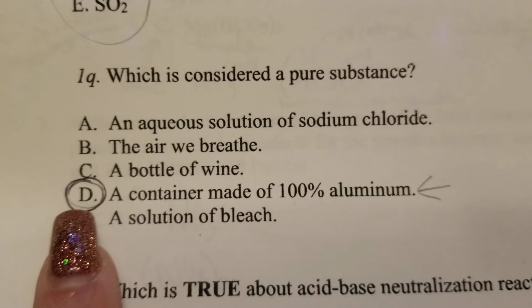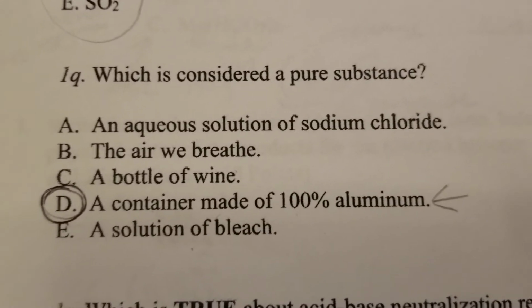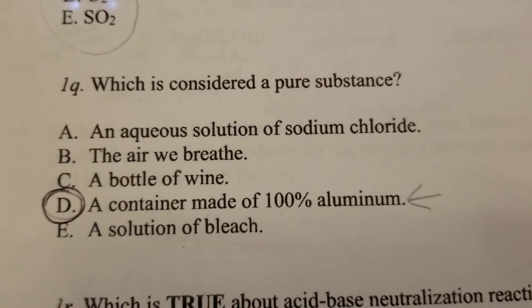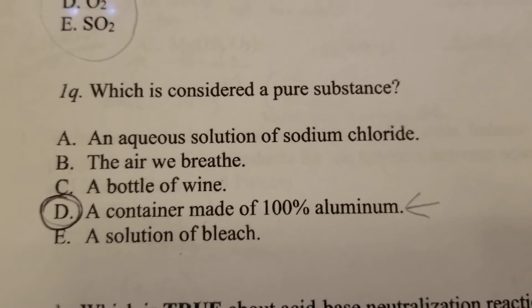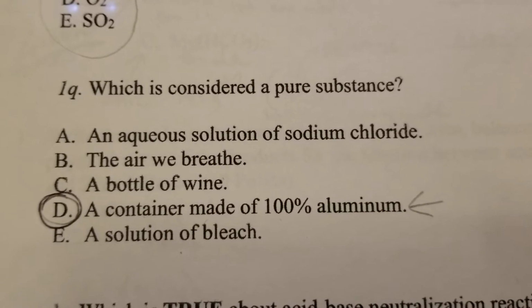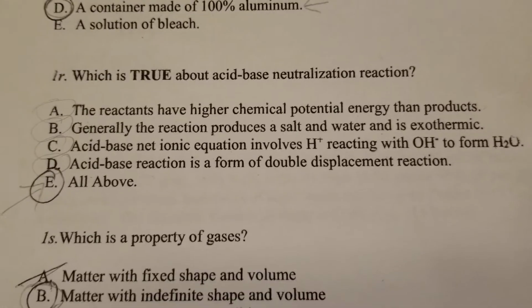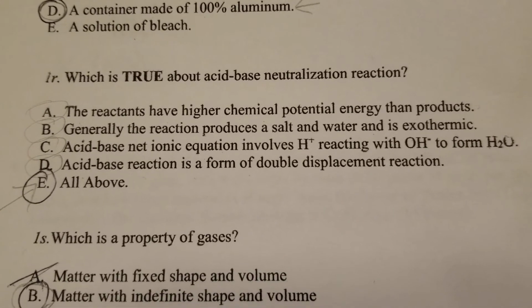So finally, letter D is correct. Why? Because it says it's 100% aluminum. It's just aluminum. It's nothing else. The fact that it's just one thing makes it a pure substance. That's letter Q. Now letter R says, which is true about acid-base neutralization reactions?